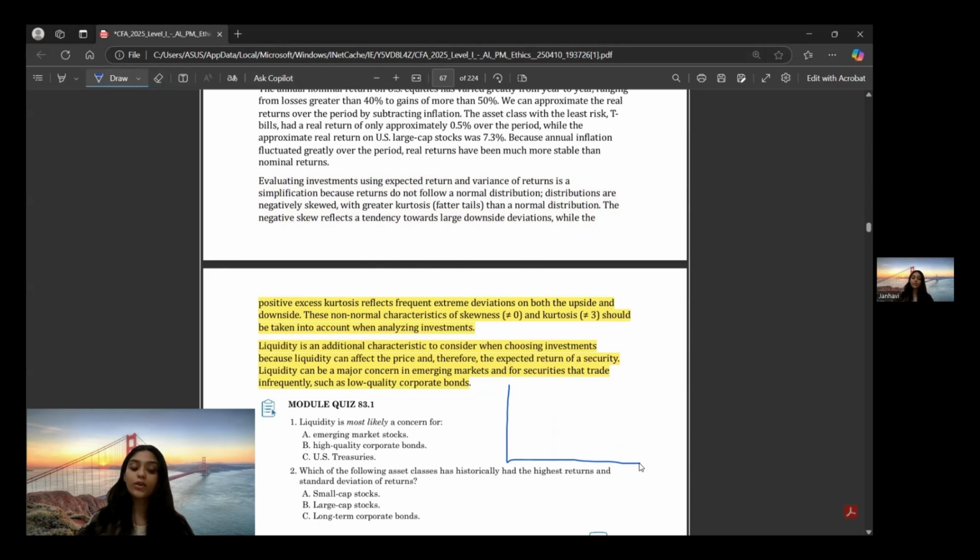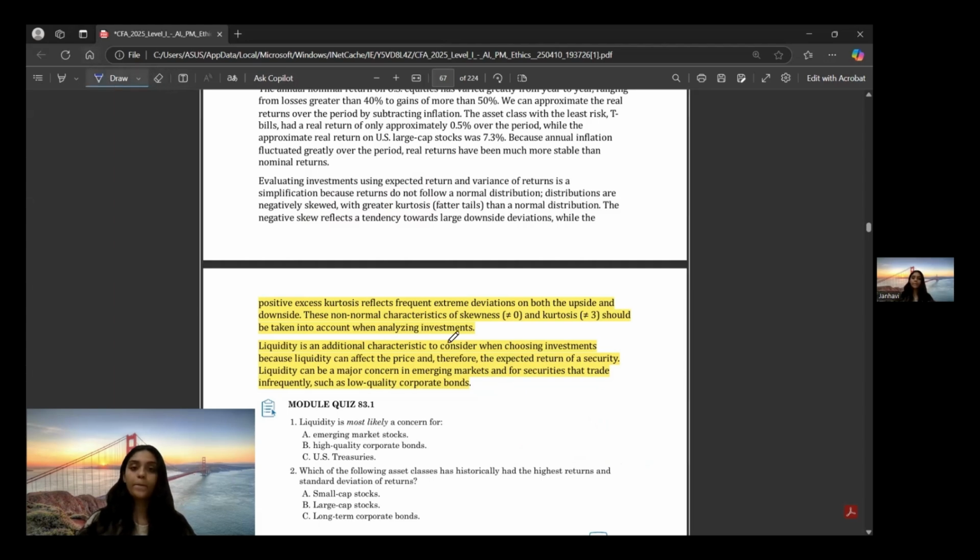Now, negatively skewed means there is a chance that there will be bigger losses than gains. So I'll show you guys how a negatively skewed graph actually looks like. It looks something like this. This has a very long tail on the left side and very big loss. This is how a negatively skewed graph looks like.